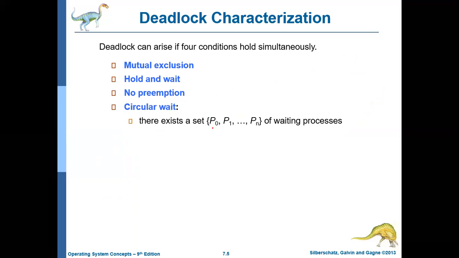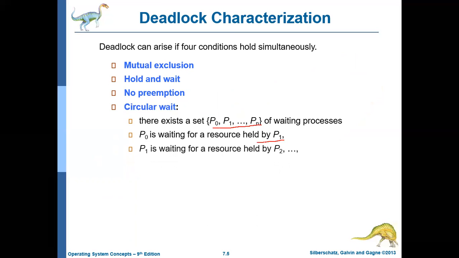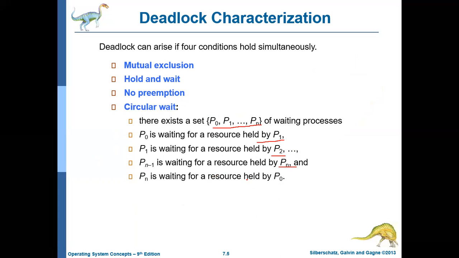This is how circular wait is formally defined. There exists a set of processes P0, P1 up to Pn. P0 is waiting for a resource that is held by P1. P1 is waiting for a resource that is held by P2. Like this, it goes on. Pn minus 1 is waiting for a resource that is held by Pn, and Pn is waiting for a resource that is held by P0.